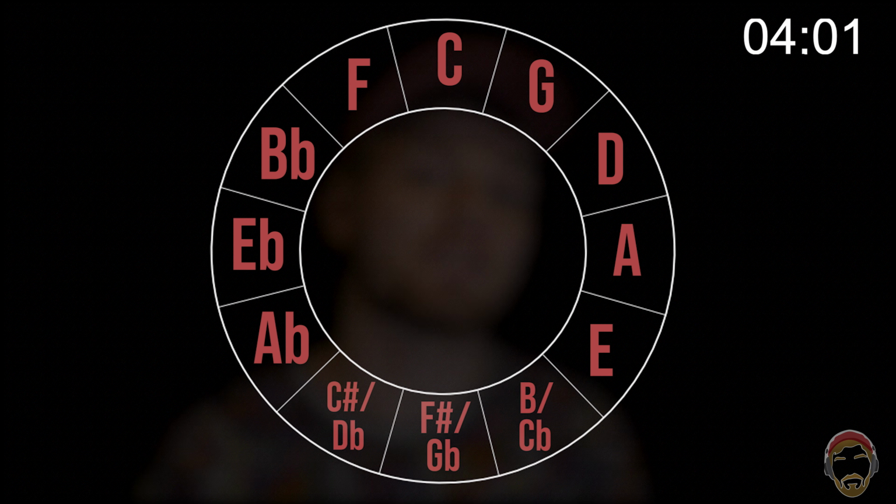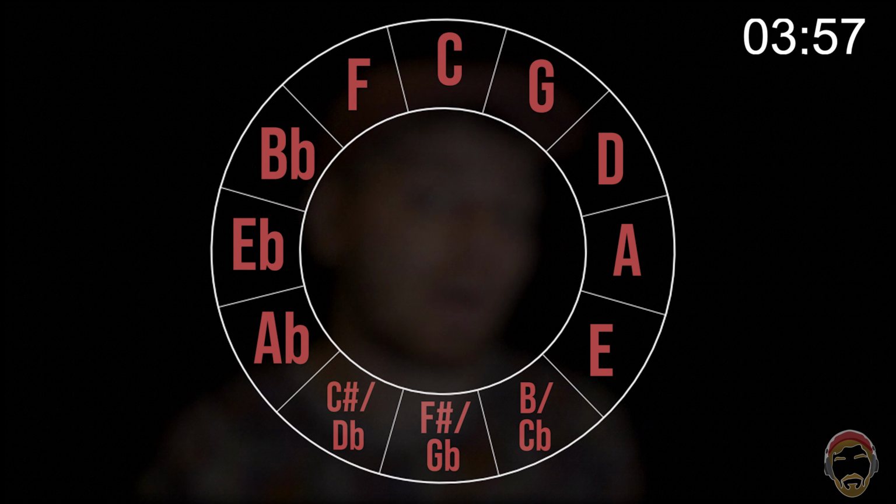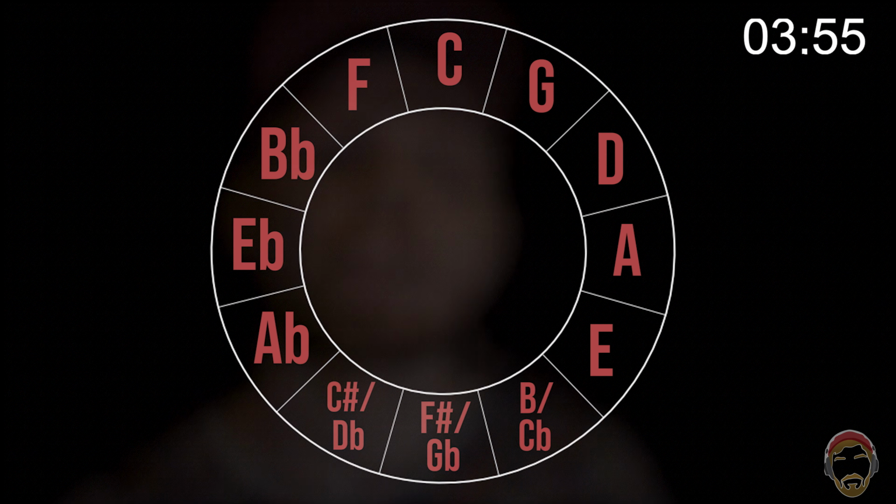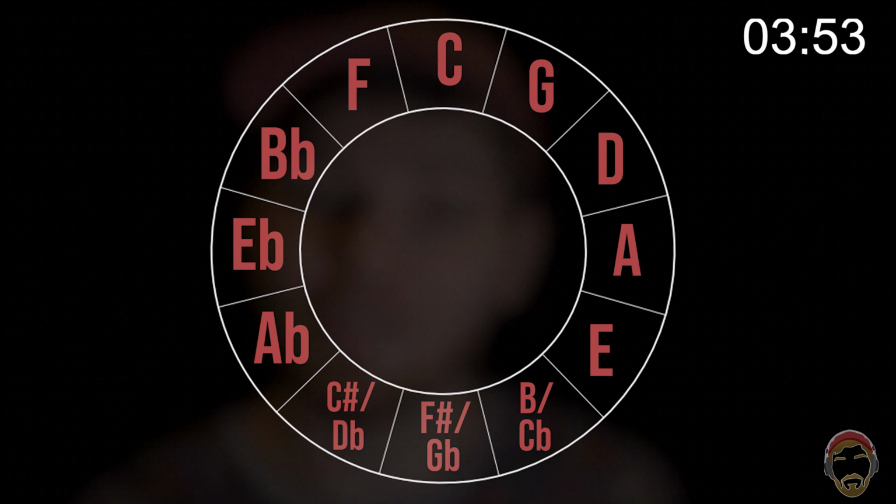There are 15 different scales that you could write out, but a few of them are actually the same scale, so there's only 12 that actually sound different. And you can see that here on the circle of fifths.